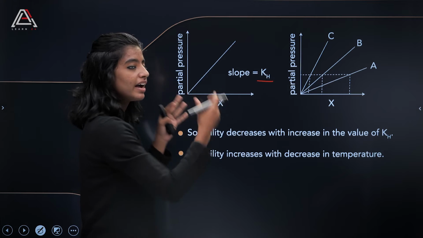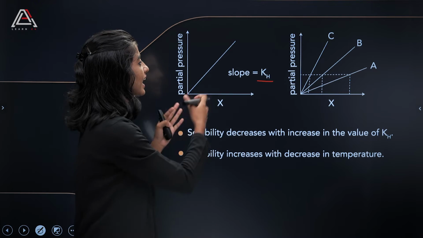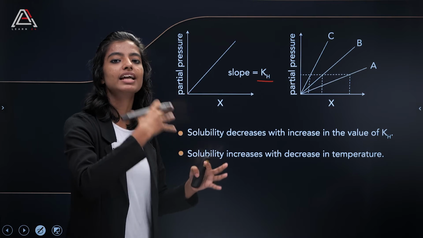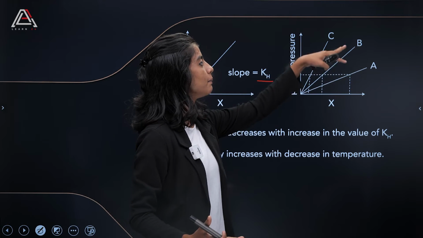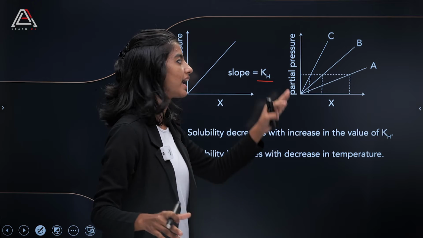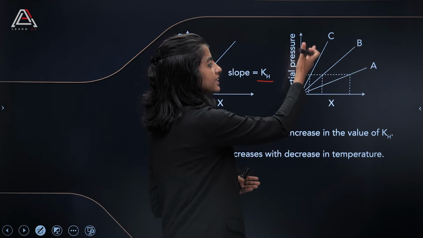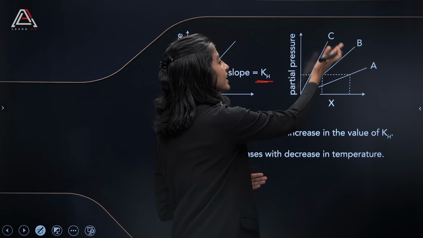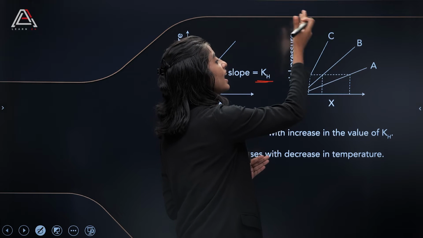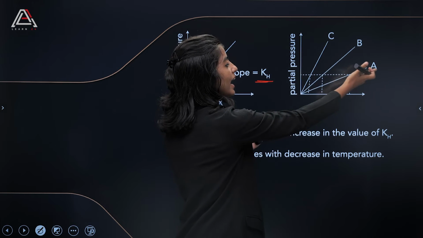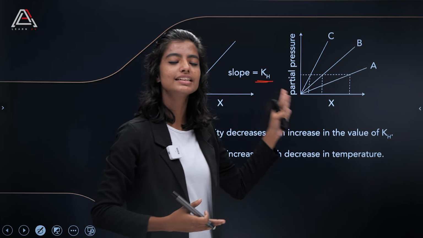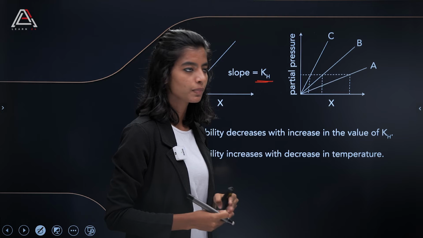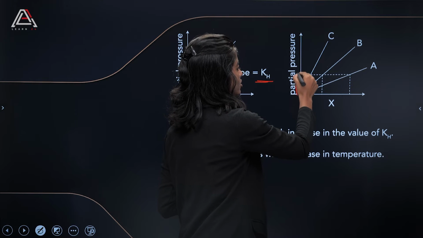This is the case when I added one solute or one type of gas. Now I have to add three different types of gases, A, B and C. These three different gases have three different Kh values, as you can see. C has the highest value of Kh and A has the lowest value of Kh. And now let's discuss the solubility of these three different gases. Now, I applied this much pressure.